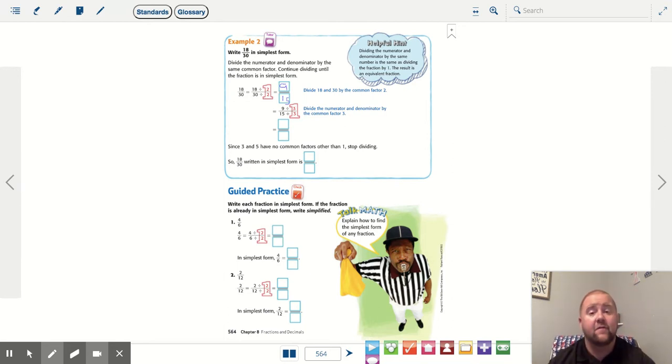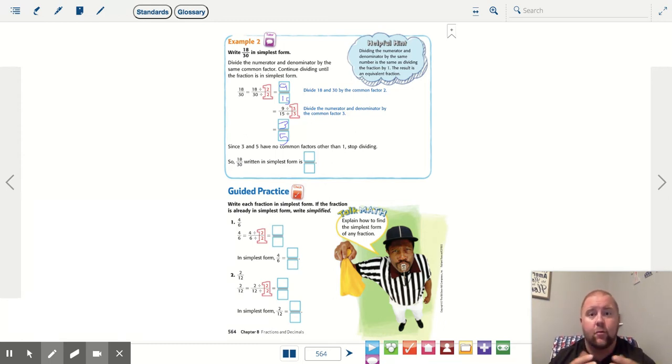So 9 and 15 both have a common factor of 3. So then when you divide, you get 3 over 5. And there we think, okay, is there a number that 3 and 5 can be divided by? And there's not. So we need to understand that 3/5 is simplest form. 18/30ths is equal to 3/5.